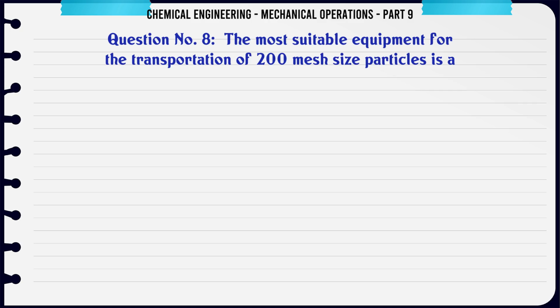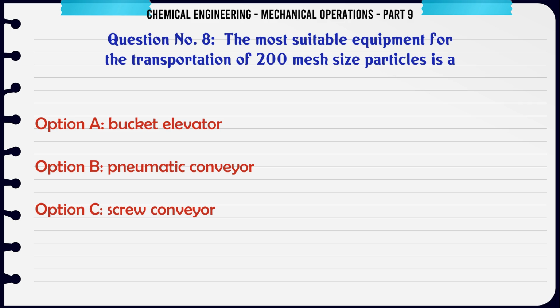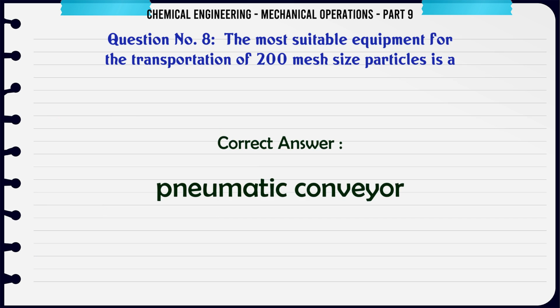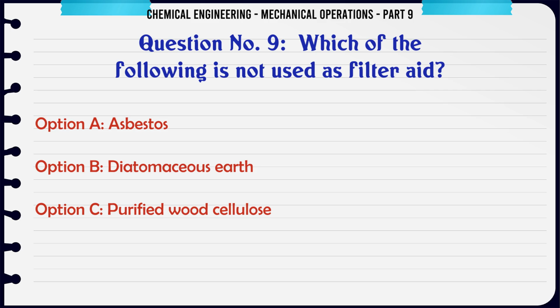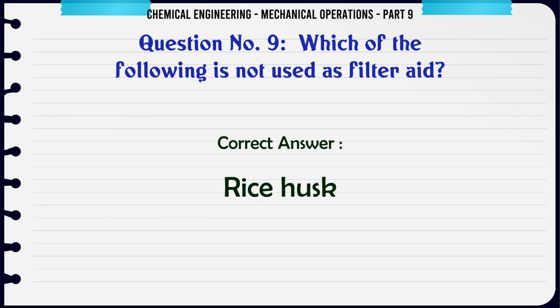The most suitable equipment for the transportation of 200 mesh size particles is A. Bucket elevator, B. Pneumatic conveyor, C. Screw conveyor, D. Belt conveyor. The correct answer is pneumatic conveyor. Which of the following is not used as filter aid? A. Asbestos, B. Diatomaceous earth, C. Purified wood cellulose, D. Rice husk. The correct answer is rice husk.